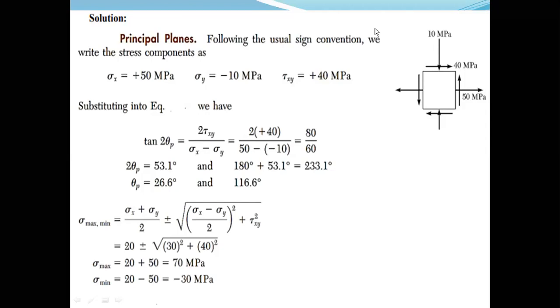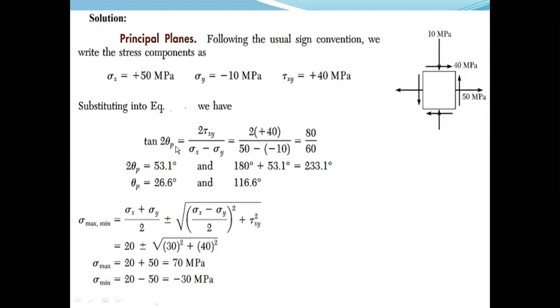The sigma y, as I said, is of compressive nature. It is taken as negative, so nothing but minus 10 megapascals. Since this is acting in the clockwise direction, because this is what exactly caused some deformation there, so clockwise direction. So tau xy is taken as 40 megapascals.